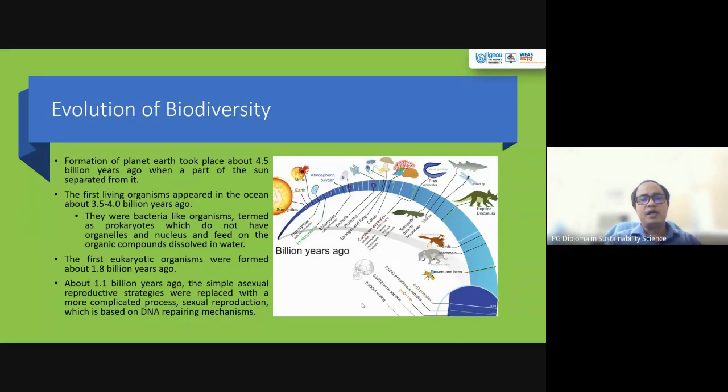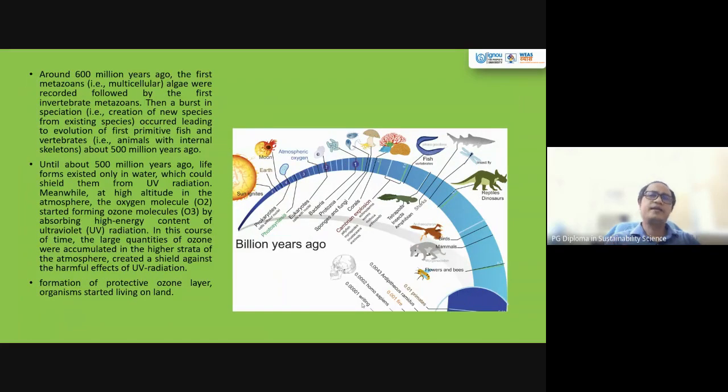Then about 1.1 billion years ago, simple asexual reproductive strategies were replaced with a more complicated process. We call it sexual reproduction, which was entirely based on a DNA repairing mechanism. Okay. Then, around 600 million years ago, the first metazoans appeared; before that it was simple cellular organisms. Multicellular algae were recorded, followed by the invertebrate metazoans.